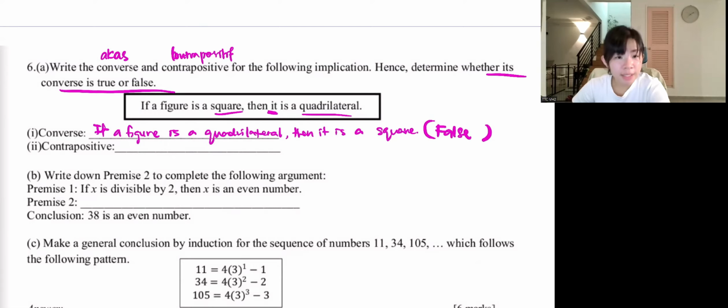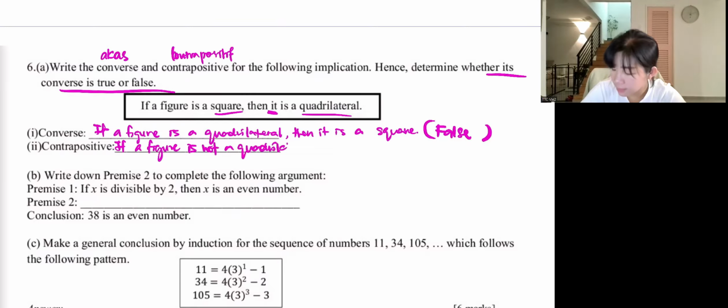Okay, contrapositive means you reverse already and then you change to not. You change everything. The position changes and you change to negative. So if a figure is not a quadrilateral, then it is not a square.